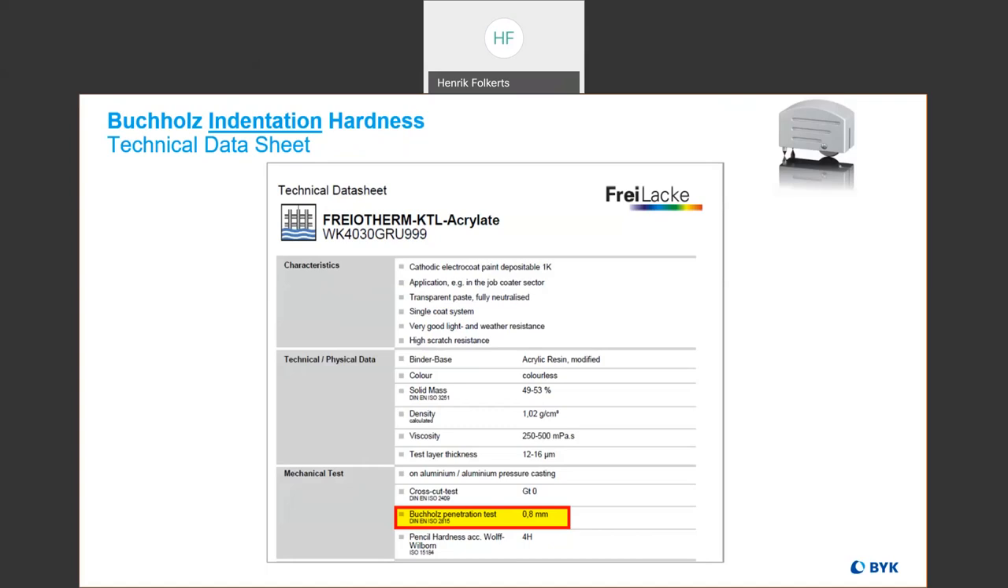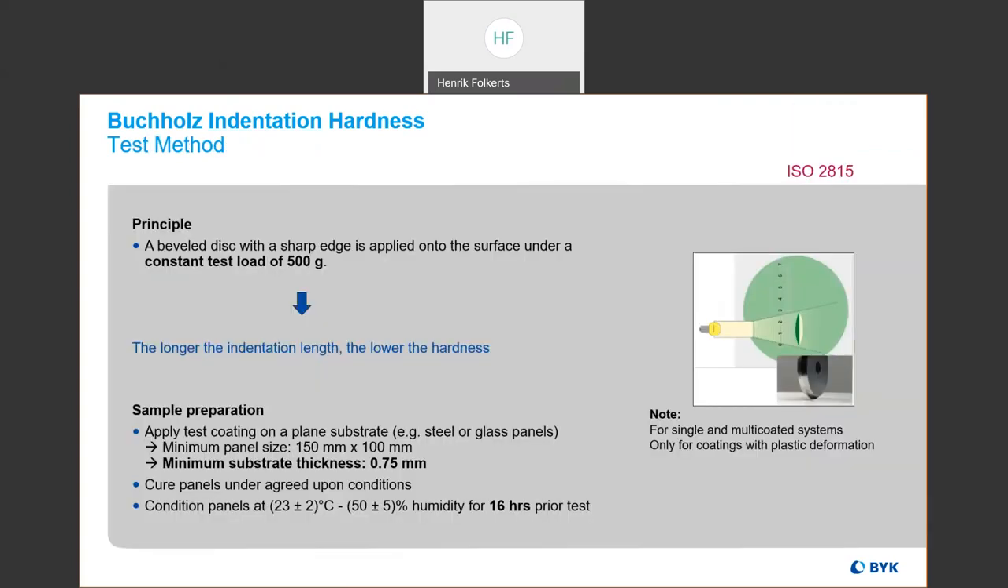One of those mechanical tests is the Buchholz penetration test according to ISO 2815 with a measurement result of 0.8 millimeter. Here you see it's according to Buchholz, and the result of this coating is 0.8 millimeter. But what does it mean? The performance of this test will lead us to the result and meaning.